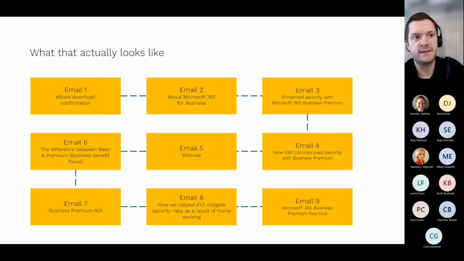Then email 8, another 5 days later, might be how we specifically have helped another business mitigate security risks as a result of working from home. And you could change that working from home to any of the pain points or challenges that we've identified are being seen by our customers and prospects, making it feel really relevant, really personalized, and really on target in terms of who we're trying to engage.